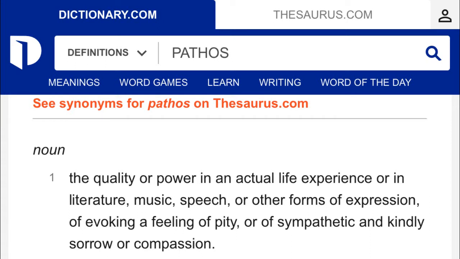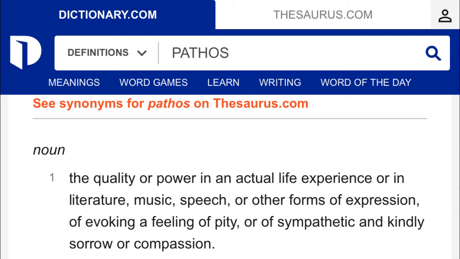Copy down definition number 1, which reads: the quality or power in an actual life experience or in literature, music, speech, or other forms of expression of evoking a feeling of pity or of sympathetic and kindly sorrow or compassion. If you are trying to use pathos in writing, it would really all depend on the types of words that you use, also known as your tone.